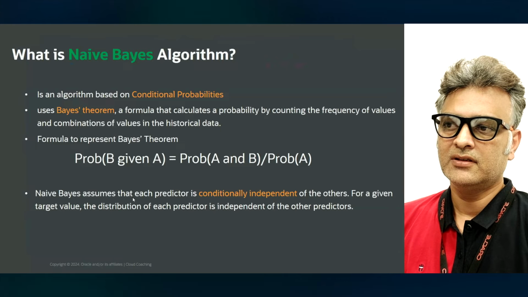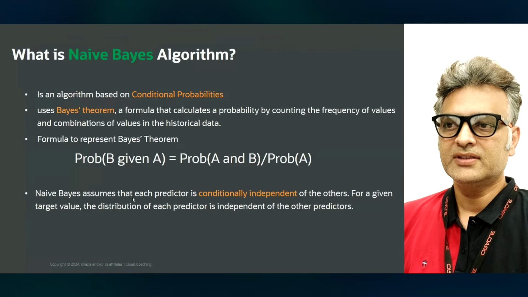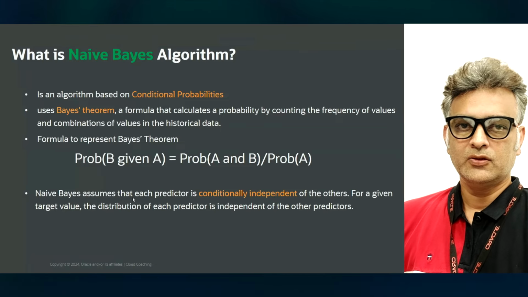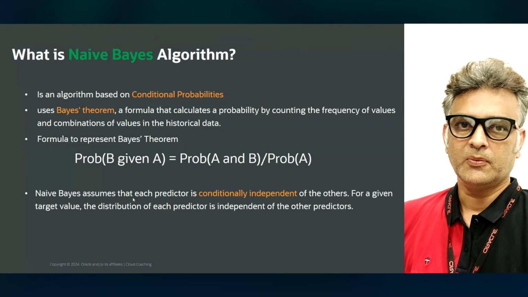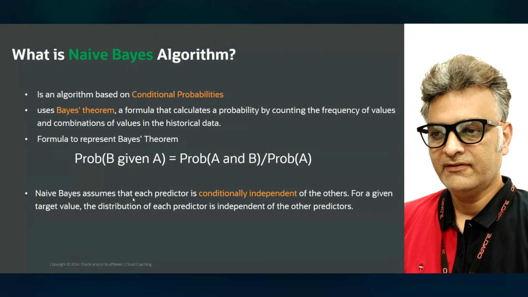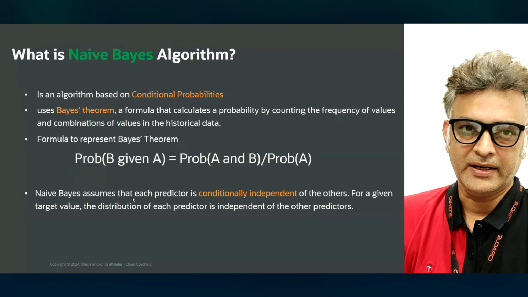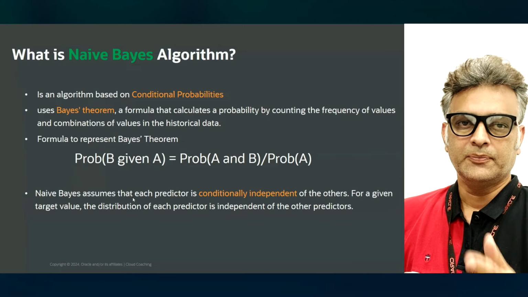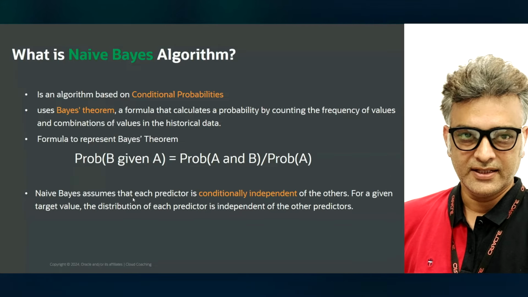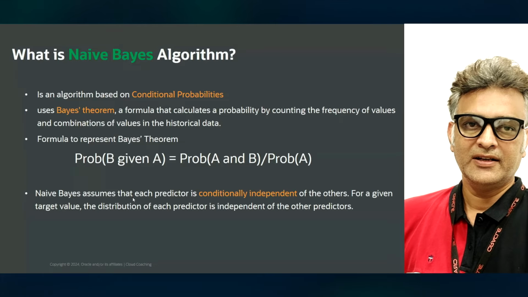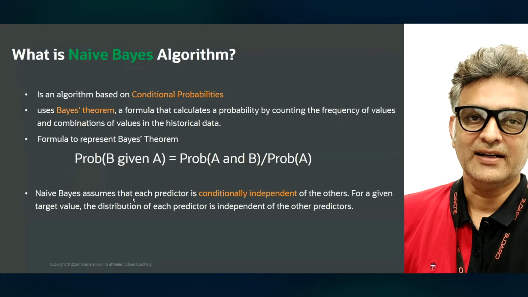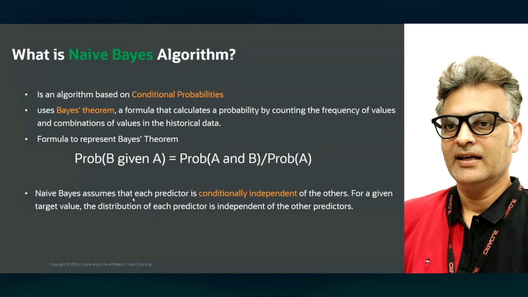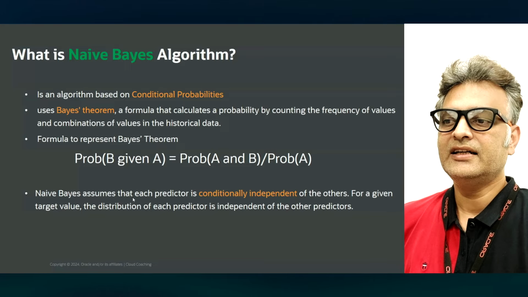It is an algorithm based on conditional probabilities. It uses the Bayes theorem, and the formula is, suppose there are two events A and B. What is the probability that event B will happen given that A has happened? That is what we call probability of B given A. It is calculated as the probability of events A and B happening together, divided by the probability of event A happening independently. Okay. So the important part is independent. Here we call A the independent variable and B the dependent variable.